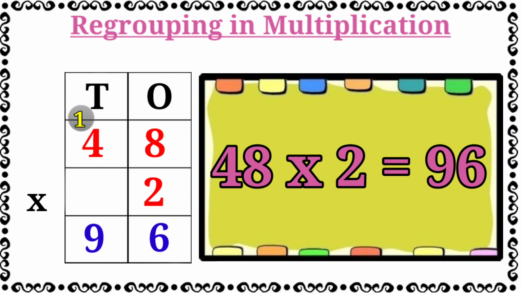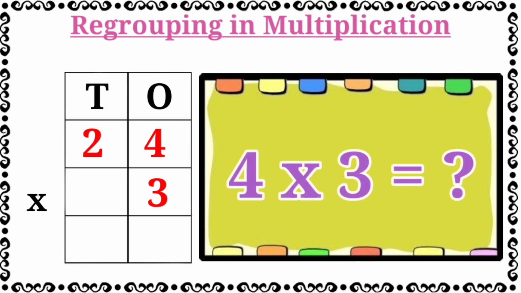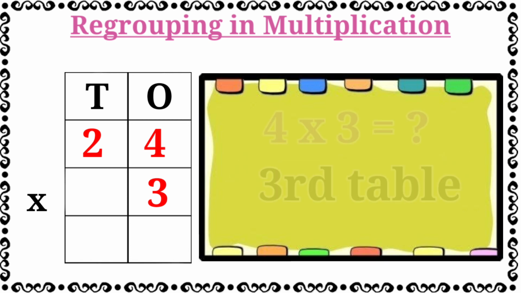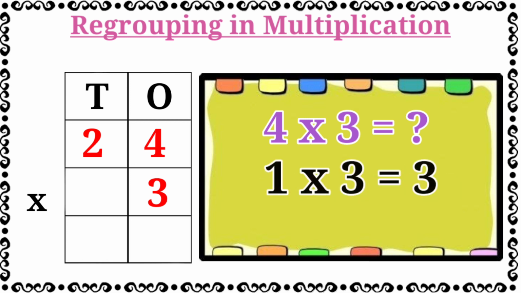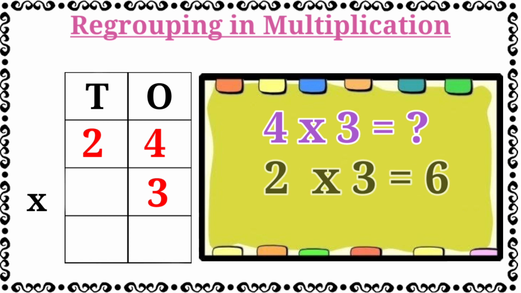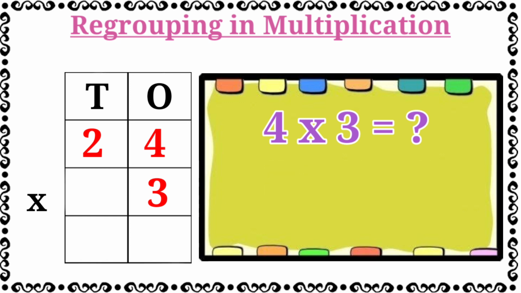Okay, let's see the next exercise. 24 into 3. Now we will multiply the ones column. 4 into 3. Let's think which table we can use for this sum. Third table. Very good. Tell it now. Join with me. 1 3 is 3. 2 3s are 6, 3 3s are 9, 4 3s are 12.